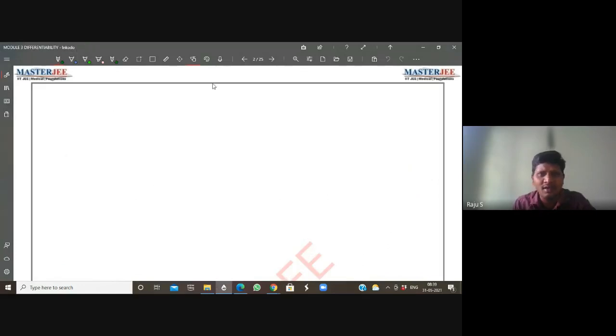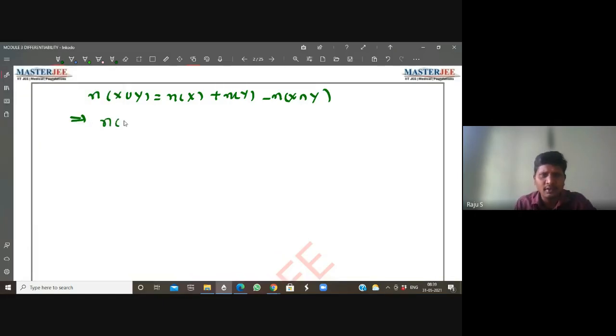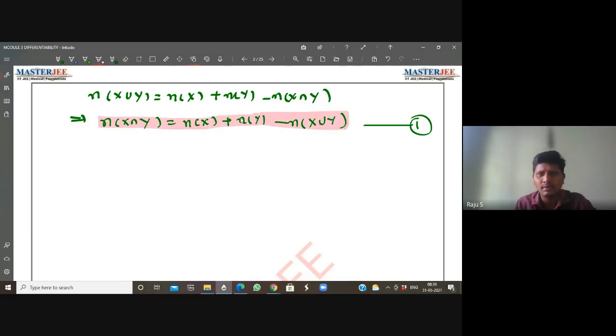Again, what is the formula? Same formula. Am I right? First, n of X union Y is equal to n of X plus n of Y minus n of X intersection Y. From this, I want n of X intersection Y on the left side. n of X intersection Y is clearly equal to n of X plus n of Y minus n of X union Y. Now let us take this as equation 1. Is it clear, students? Yes, sir.